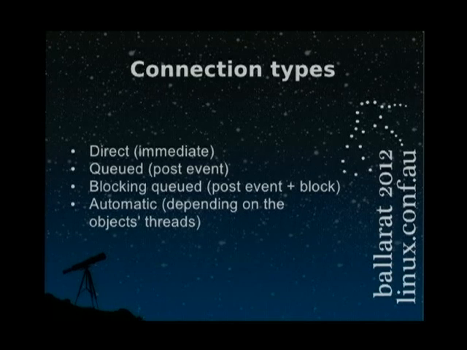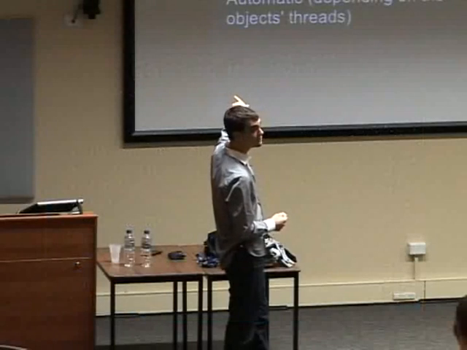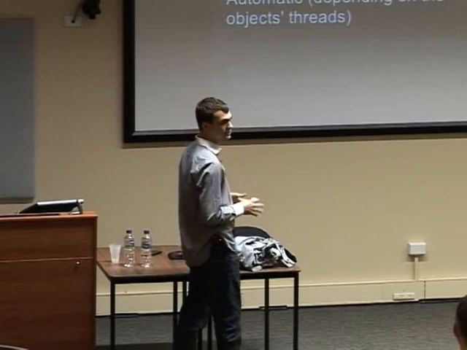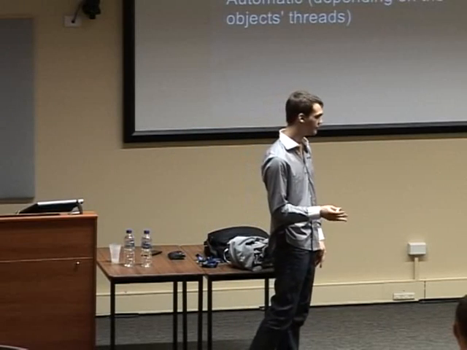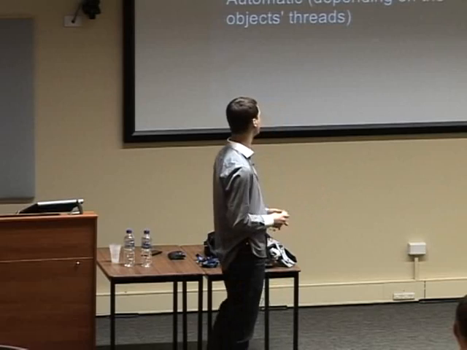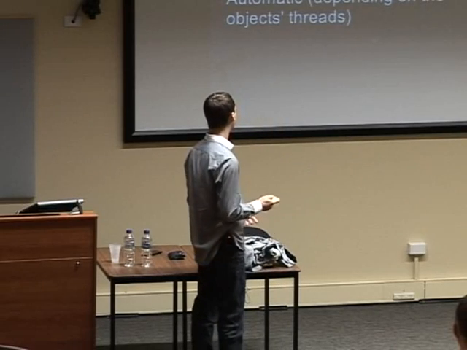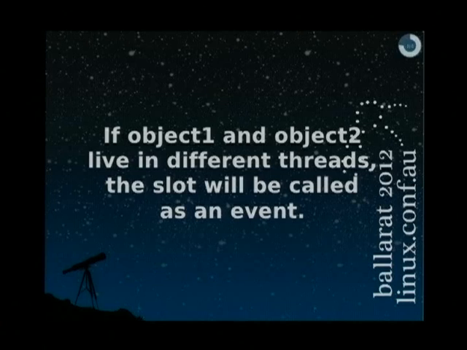Of course, you don't know anything about that, because most of you simply rely on the automatic connection, which is the fifth argument you never use in your connect function. And we also have blocking queued, which is sometimes useful, but it's never used by default, because automatic always relies on direct or queued. But blocking queued basically blocks the current thread until the event has been posted. It's quite useful if you do some specific stuff with threads, but very dangerous as well. So, the most interesting thing here is that if object 1 and object 2 are living in different threads, the slot will be called as an event.